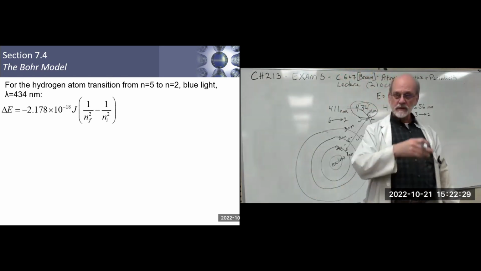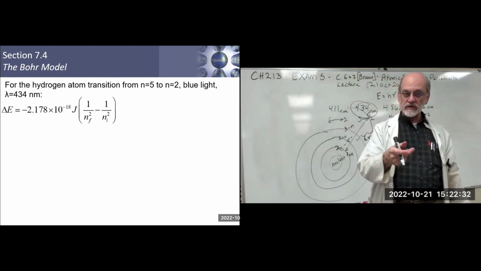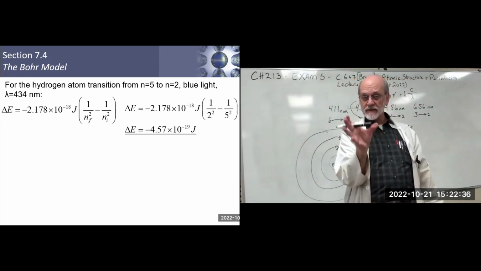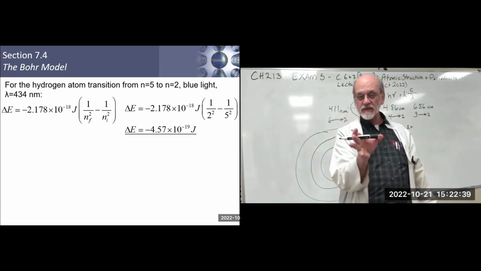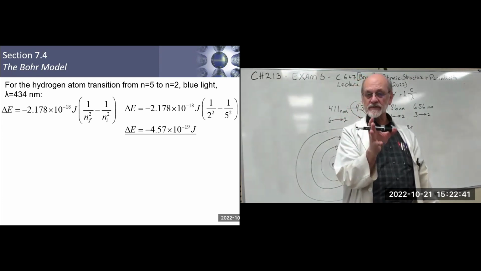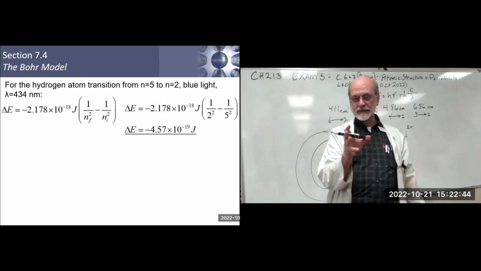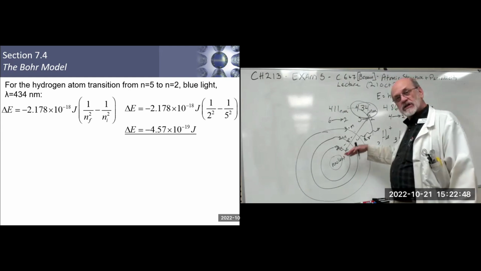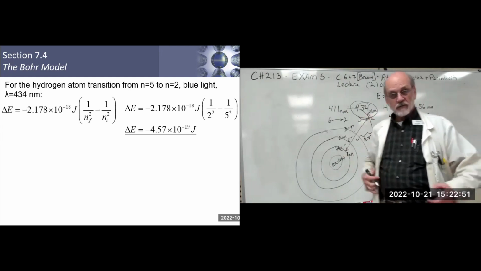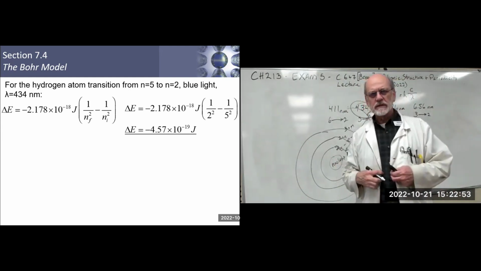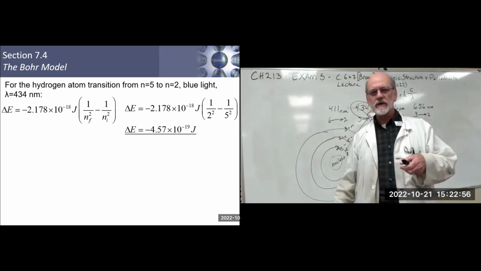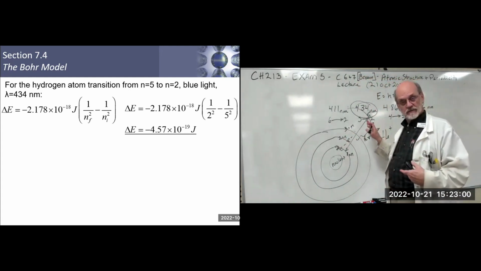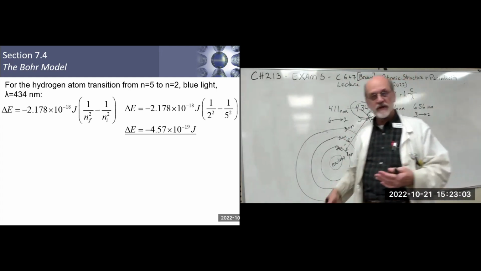So if we use Bohr's equation, the transition tells us that the energy for that particular wavelength of light should be minus 4.57 times 10 to the minus 19th joules. Okay, the minus means that energy is leaving the atom, right? Remember, we've talked about thermochemistry. So if this is the system, energy is leaving it, it's a negative value. So it's consistent with that model.